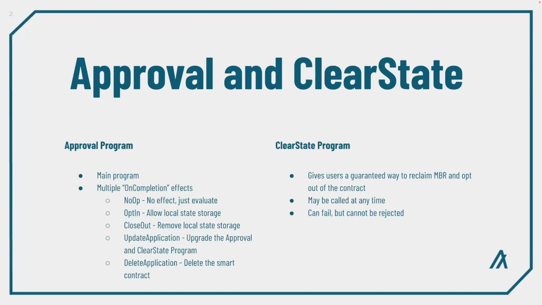It is not encouraged for users to call the ClearState program when wanting to leave a smart contract, and instead the smart contract developers should implement a clear way to close out using the Approval program. Nevertheless, it is an option that you must be aware of, as you cannot lock someone into a smart contract or rely on their local state storage being persistent.